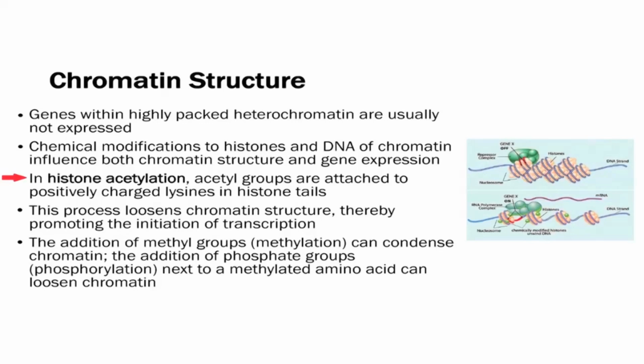So for example, histone acetylation: if it's acetylated, it actually loosens up the structure and allows for some transcription. So you can measure levels of this. Or you can measure the addition of methylation groups, and we'll talk a little bit about how you do that and what that means.